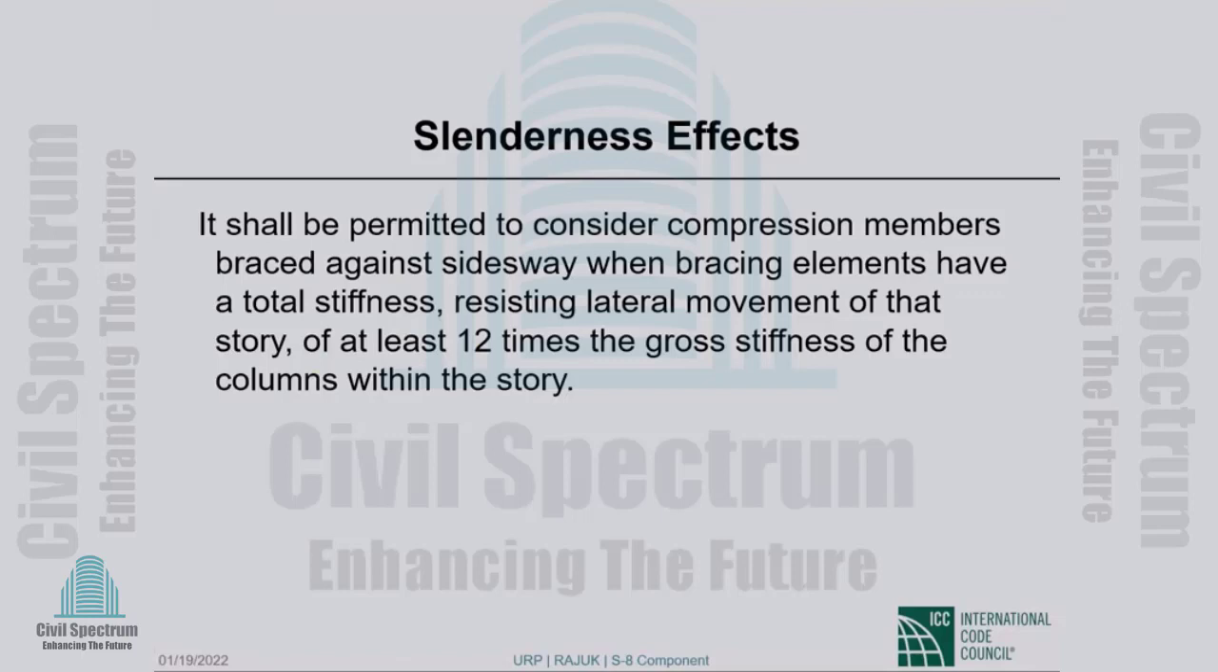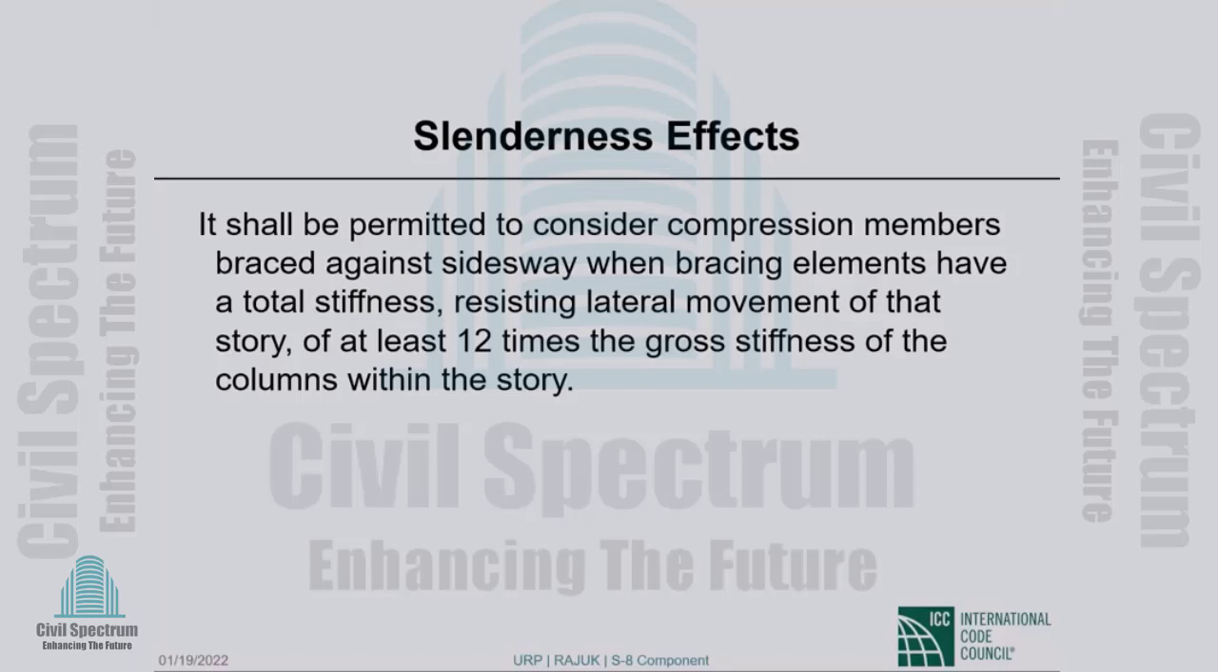So it shall be permitted to consider compression members braced against side sway when bracing elements, read shear walls, have a total stiffness resisting lateral movement of that story of at least 12 times the gross stiffness of the columns within the story.